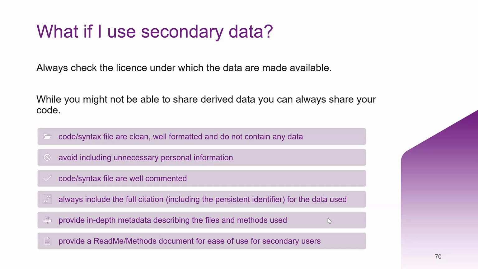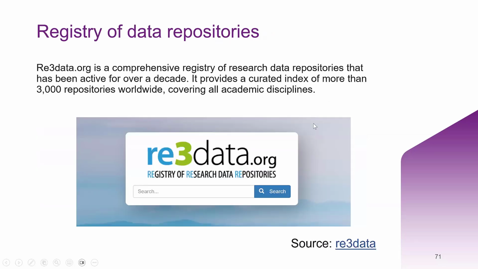So again, that code file is still going to have discovery metadata alongside it, and it's important for that to be in-depth. And also having a README or a methods document that describes why you have derived the data, what was the original purpose, how you've derived it, and so on.